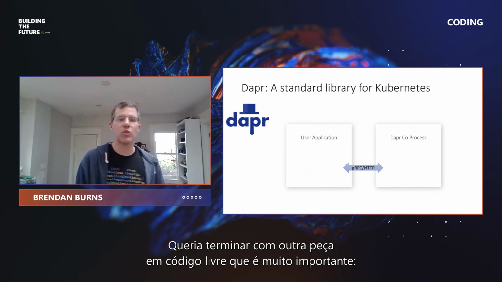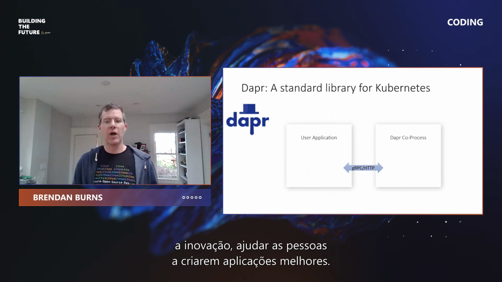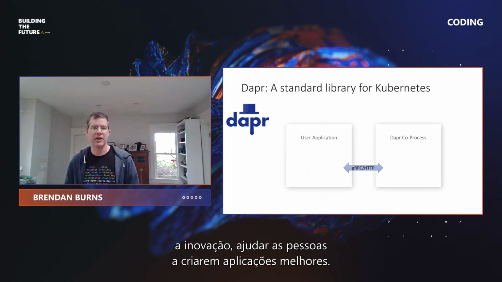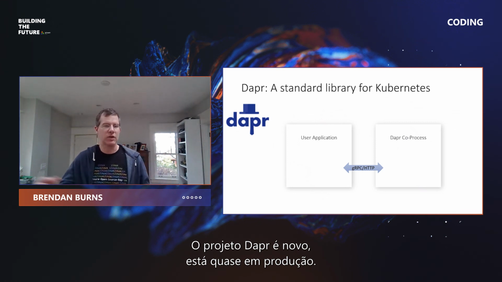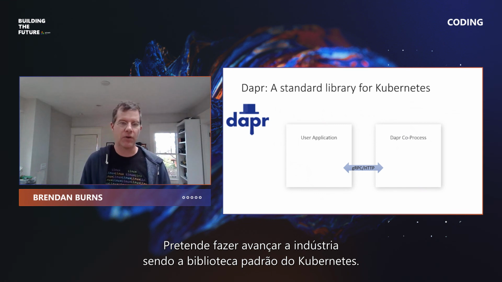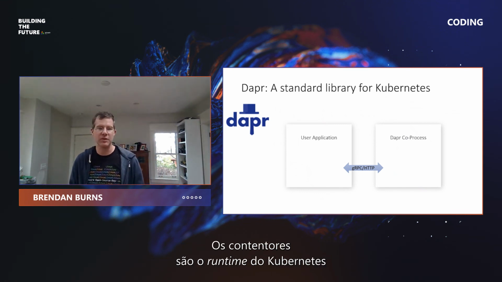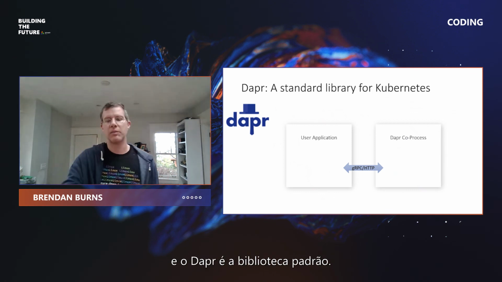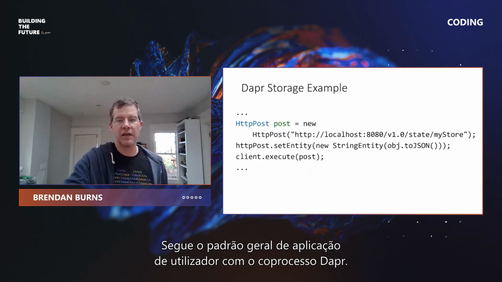I wanted to finish with another piece of open source that we think is really important, and that's innovation, helping people do a better job building applications. And so the Dapr project is a new project. It's reaching production usage, but sort of trying to drive the industry forward by being a standard library for Kubernetes. If containers are the runtime for Kubernetes, Dapr is the standard library. And it follows the typical sidecar pattern of a user application with that Dapr co-process.